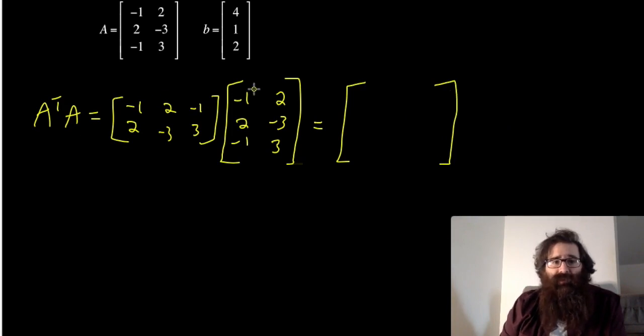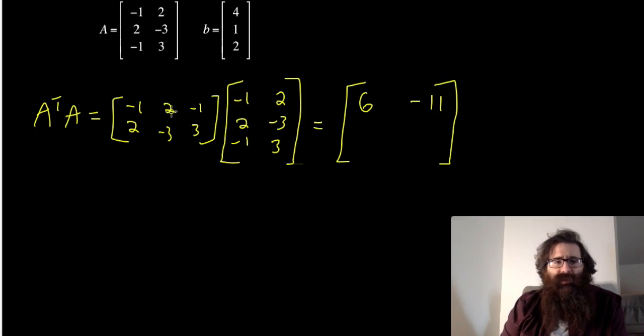So here I'm going to get -1 times -1 plus 2 times 2 plus -1 times -1. So that's 1 plus 4 plus 1 gives me 6. Next I'm going to have -1 times 2 plus 2 times -3 plus -1 times 3. So that's -2 minus 6 minus 3. So -8 minus 3 is going to give me -11, it looks like.